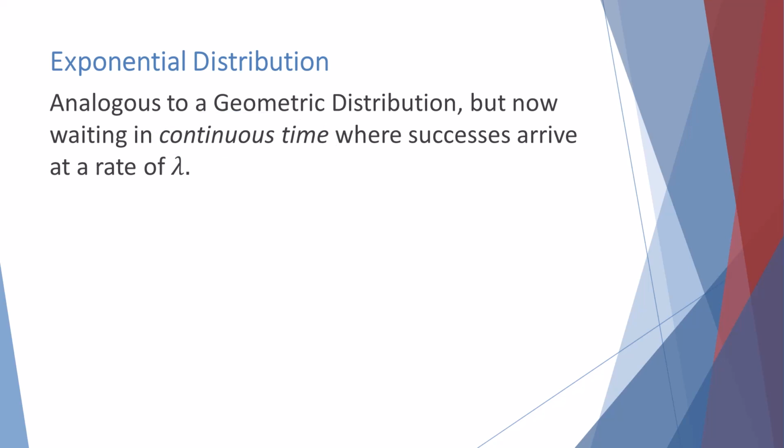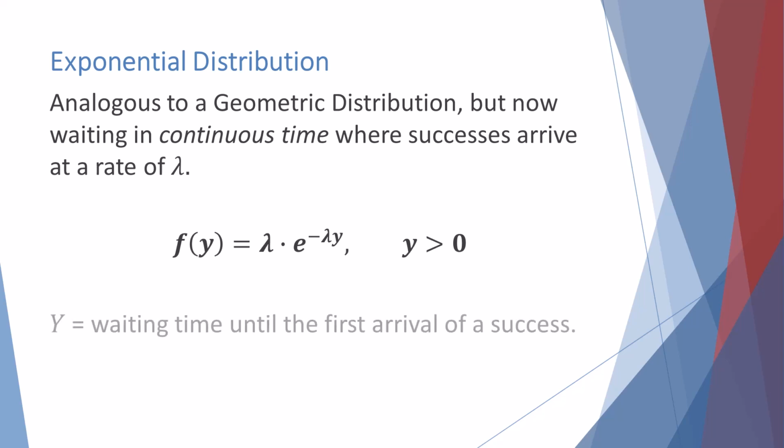A continuous random variable y is said to have an exponential distribution with parameter lambda if its probability distribution function is f of y equals lambda times e to the negative lambda y, where y is greater than 0. Furthermore, y represents the waiting time until the first arrival of a success. Let's look at an example.